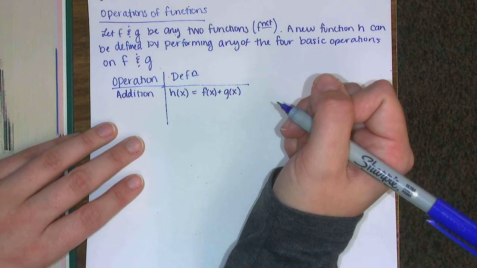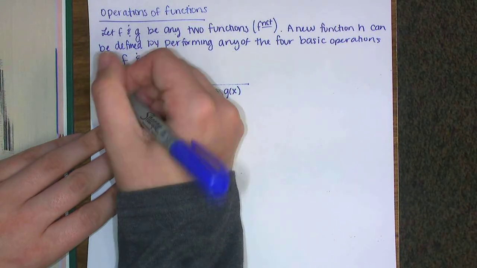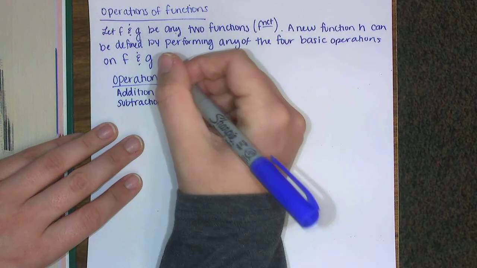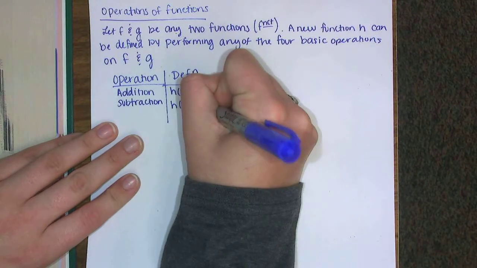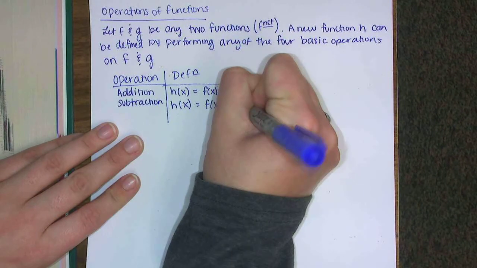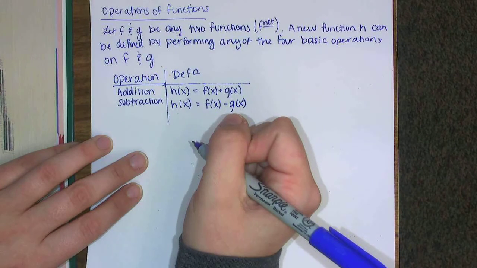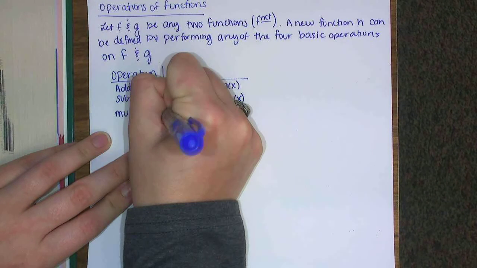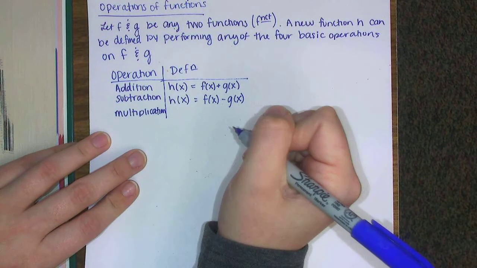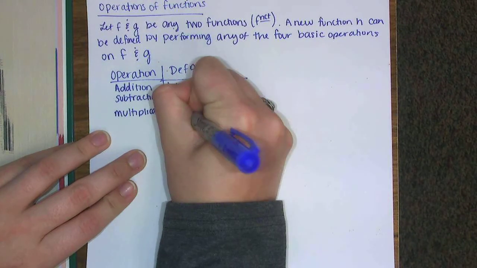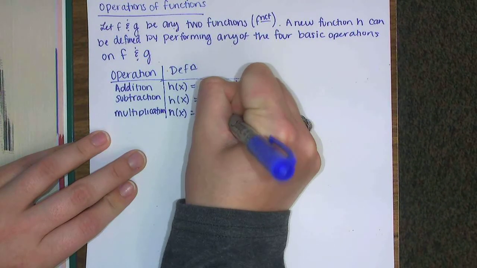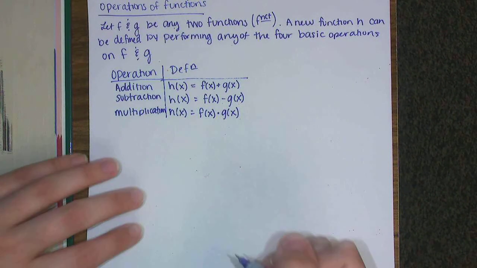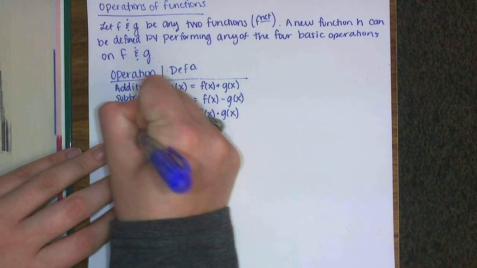So for this one we have h of x is equal to f of x minus g of x. We have multiplication. If I can fit it all in that line there. h of x is equal to f of x times g of x. And next we have division, which is h of x equal to f of x over g of x.